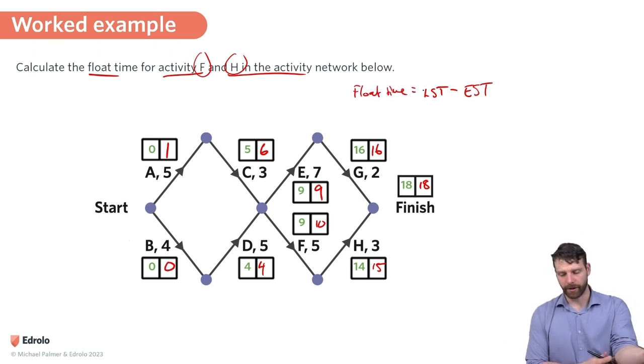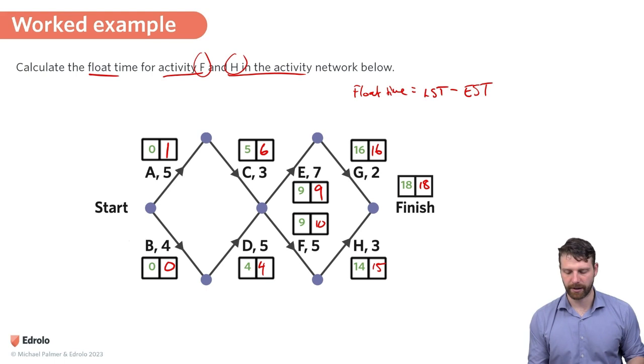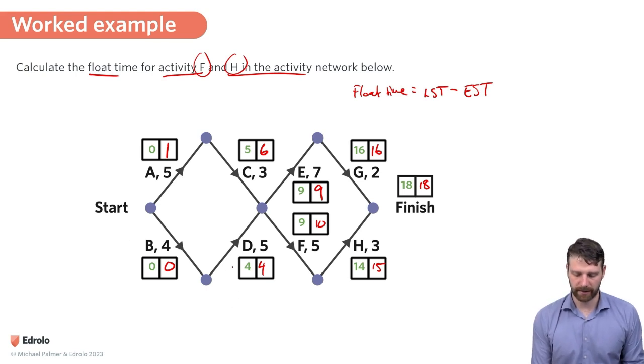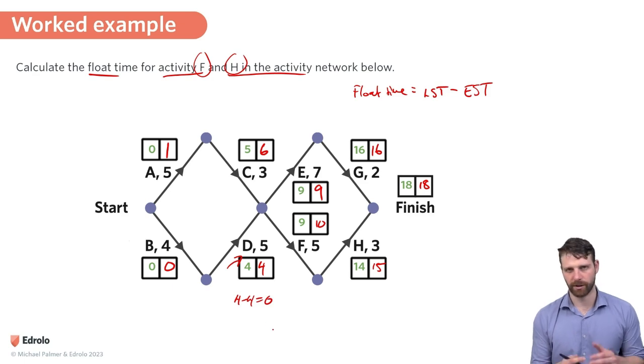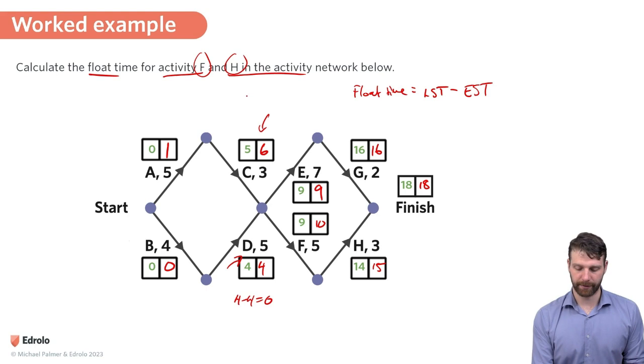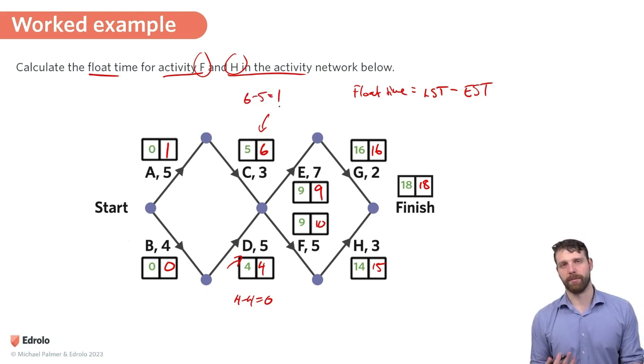Okay, so, just doing it for some other question, if I wanted to see the float time here at activity D, I'd do 4 minus 4 is 0. So there's no float time. D has to start immediately. If I find it for C, I have to do 6 minus 5, which is 1. So C can wait 1 minute before beginning without slowing down the whole project.